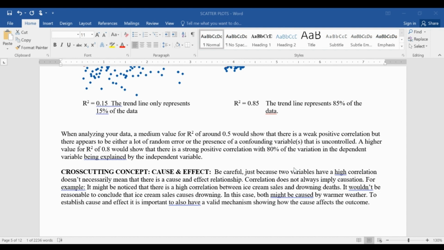As you go through life, you should have a healthy skepticism of data and information that is presented to you. So always look at the data that's given to you and ask, is it correlated, or is there a causation between the two? Because they can lead to different types of conclusions.